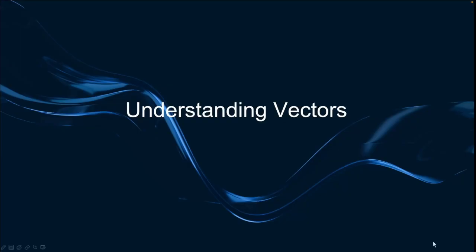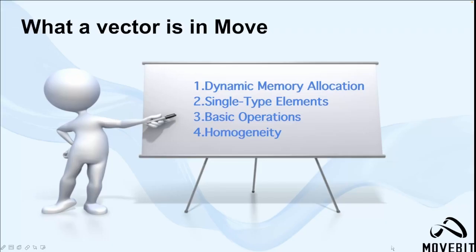Okay, let's start talking about vectors. In computer science, a vector is a dynamic array or a resizable array. It's a type of data structure that can hold elements of a single type and can dynamically adjust its size as elements are added or removed.